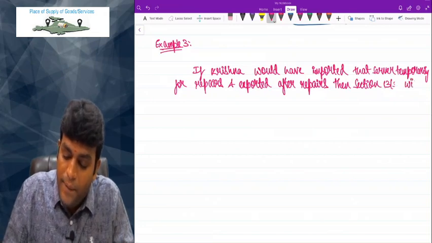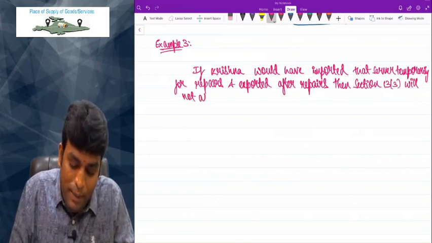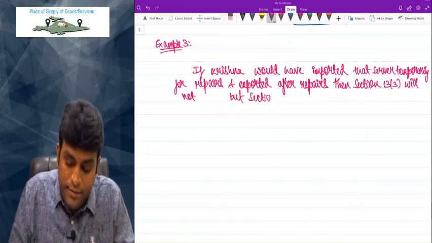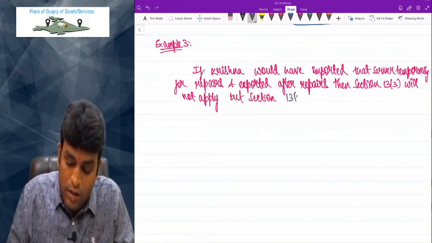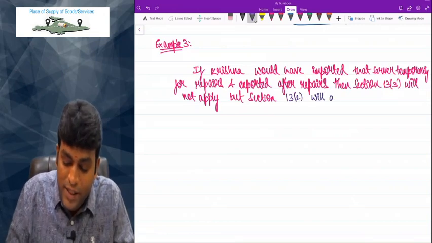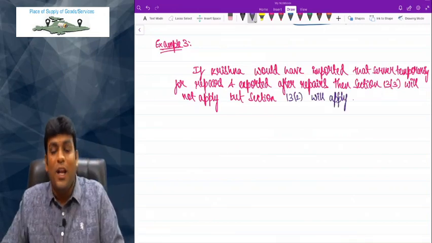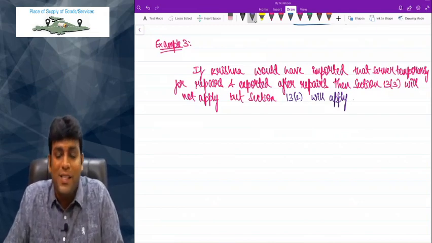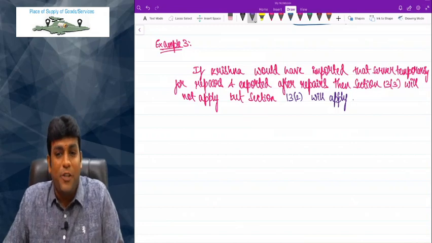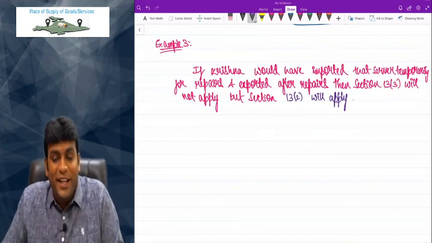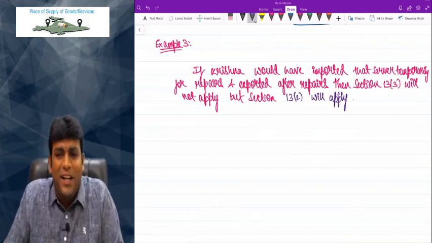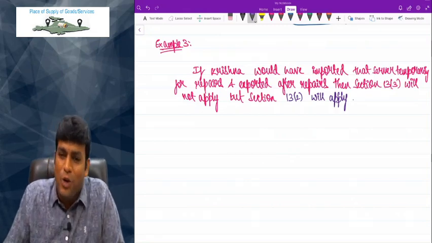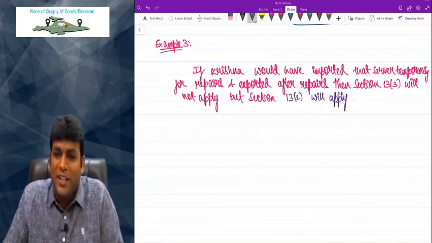section 13.3 will not apply, but section 13.2 will apply, my dear friends, because the law clearly says that in case goods are imported temporarily into India for the purpose of repairs and then exported after repairs are done, 13.3 will not apply; the default rule 13.2 will apply. That's it. Clear, right? So the story of 13.3 is done. Let me give one more last example.